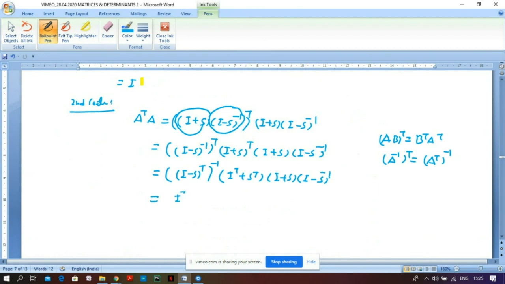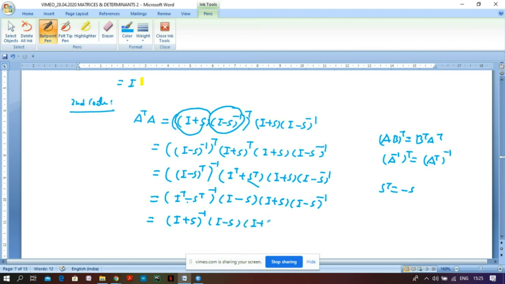Now this is again I transpose minus S transpose inverse. This is I. This is negative S, because S transpose is negative S, since S is skew symmetric. I minus S, and this is I plus S times I minus S inverse. Now I transpose is again I, negative S transpose, that is S, because S transpose is minus S. This is this way, like I minus S, I plus S times I minus S inverse.